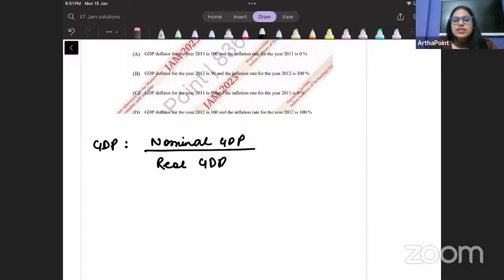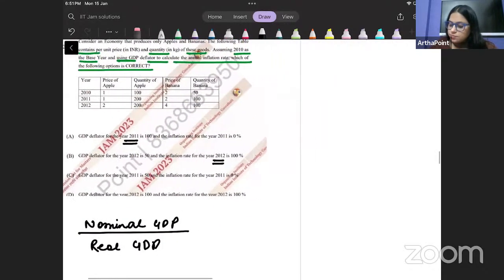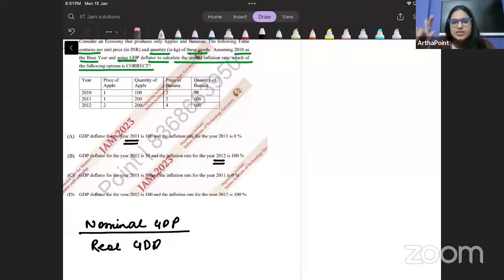So now it goes ahead and says that you need to calculate the inflation rate for 2011 and the inflation rate for 2012. ये दो options हमें calculate करने हैं. So just look here. This is very interesting to see. Note that if I am going from 2010 to 2011, when I go from 10 to 11, I am seeing that the prices are remaining the same. They are exactly the same. There is no change in the price, right?